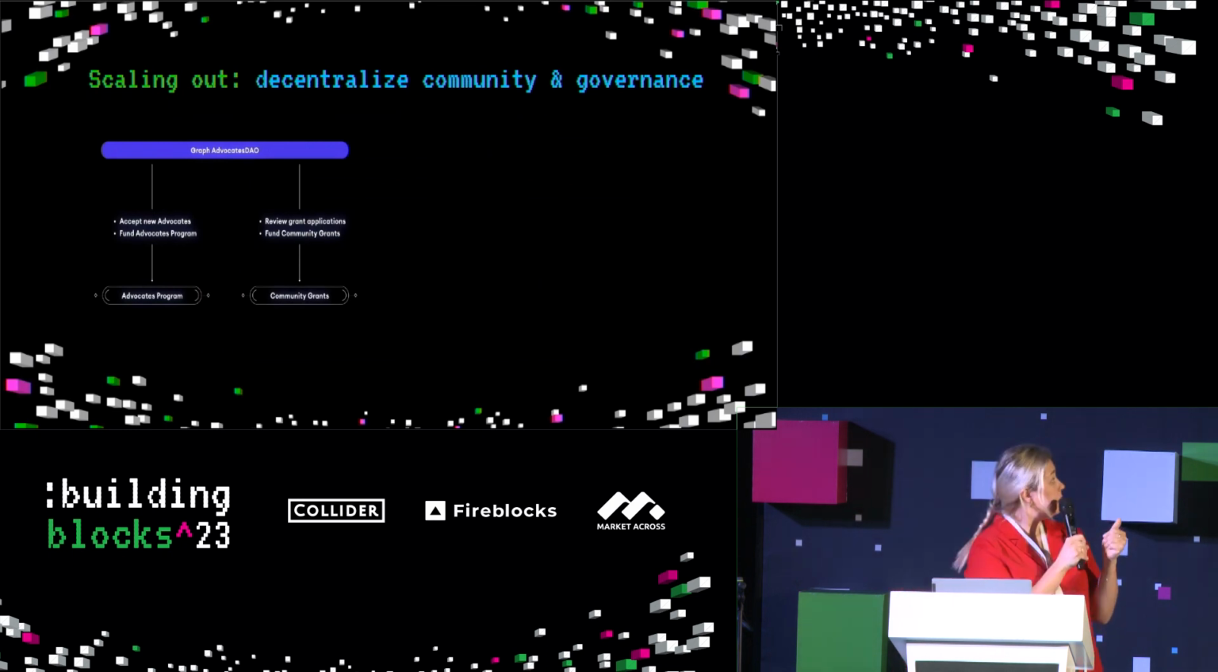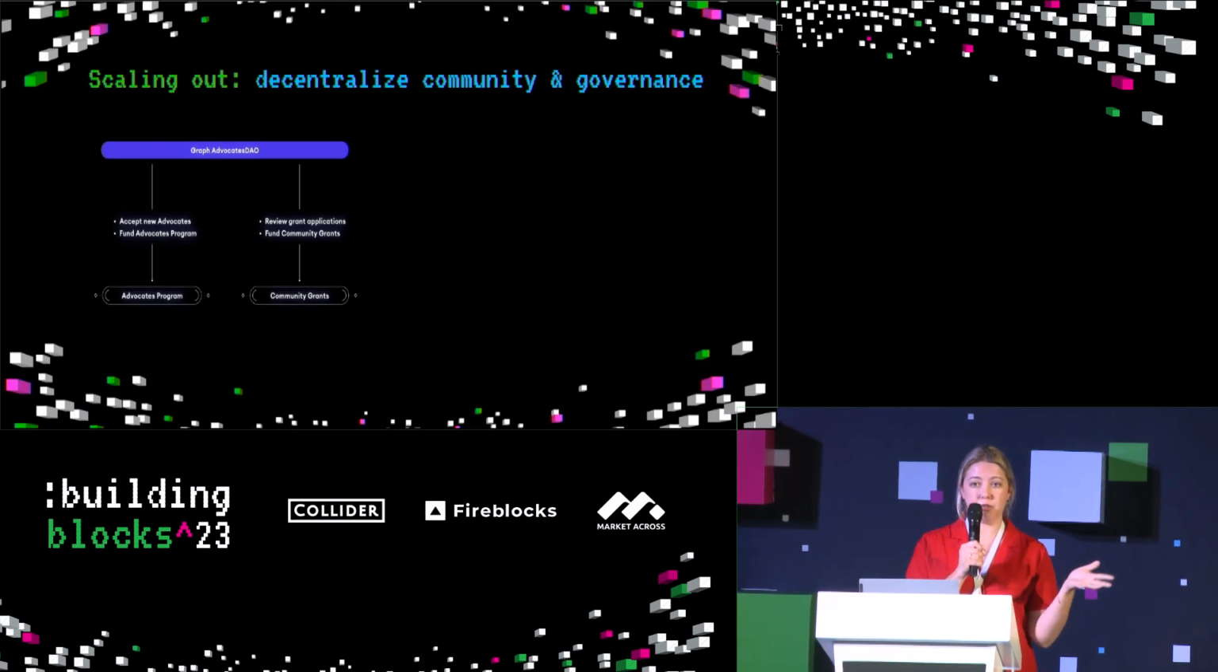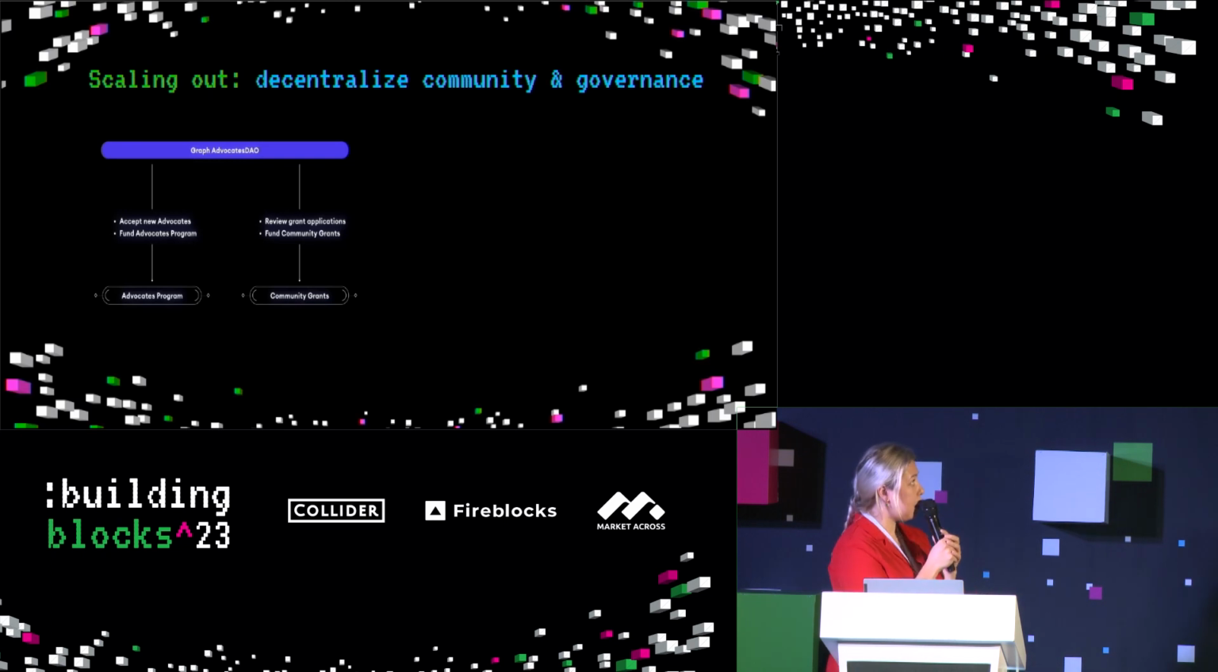Scaling out also means decentralizing your community and governance. So, like I said, we launched with a Graph Council and the Graph Foundation, but we spent the last 2 years expanding who should be part of that decision-making process. So we launched the Graph Advocates DAO about a year ago. This was launched by the community with the goal of the community running the community. The Graph Foundation had taken over all the community grants, anything from marketing to hackathons to design, and we felt it was time to really let the community own that, as they know what's best for them.